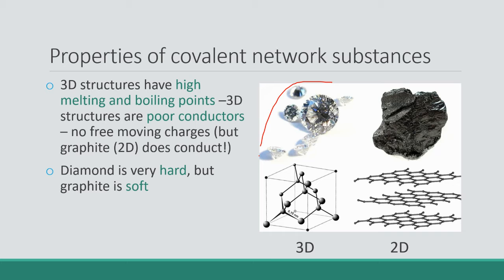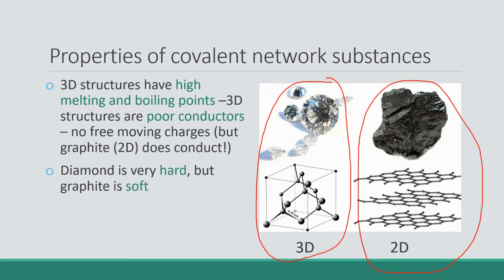So, diamond is an example of the 3D structure, which forms the tetrahedral structure, and graphite is our main example of the 2D structure with the layers. Okay. So the 3D structures have quite different physical properties to the 2D structures. Diamond is a very hard substance, but graphite, now that's the material that's in pencils, is actually very soft.